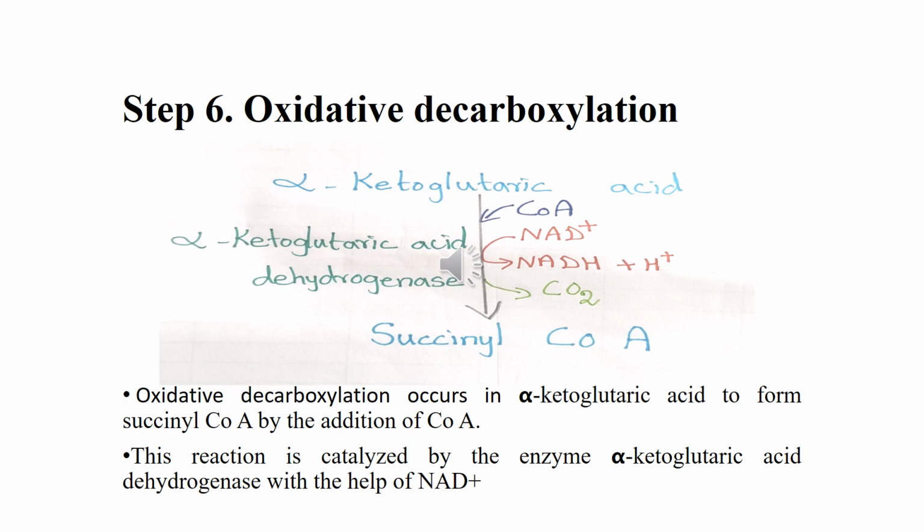Step 6. In this step, oxidative decarboxylation occurs in alpha-ketoglutaric acid to form succinyl-CoA by the addition of CoA. This reaction is catalyzed by the enzyme alpha-ketoglutaric acid dehydrogenase with the help of NAD+.